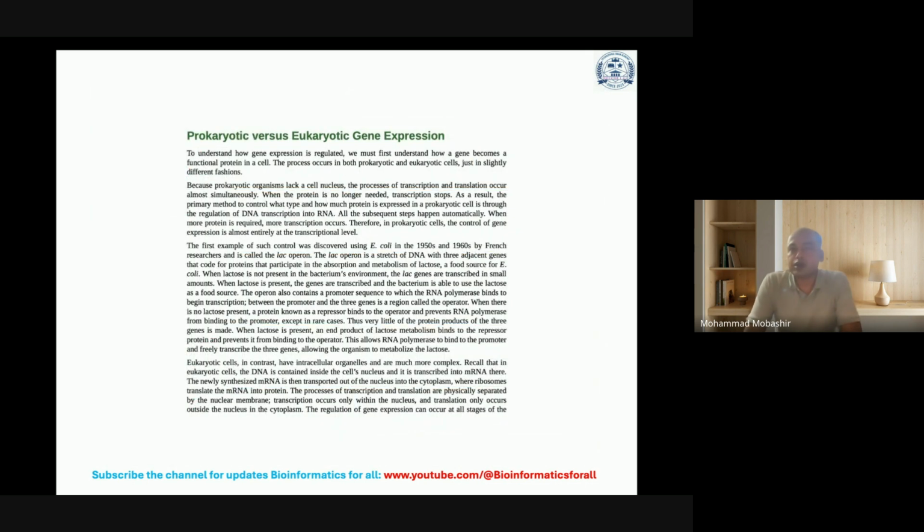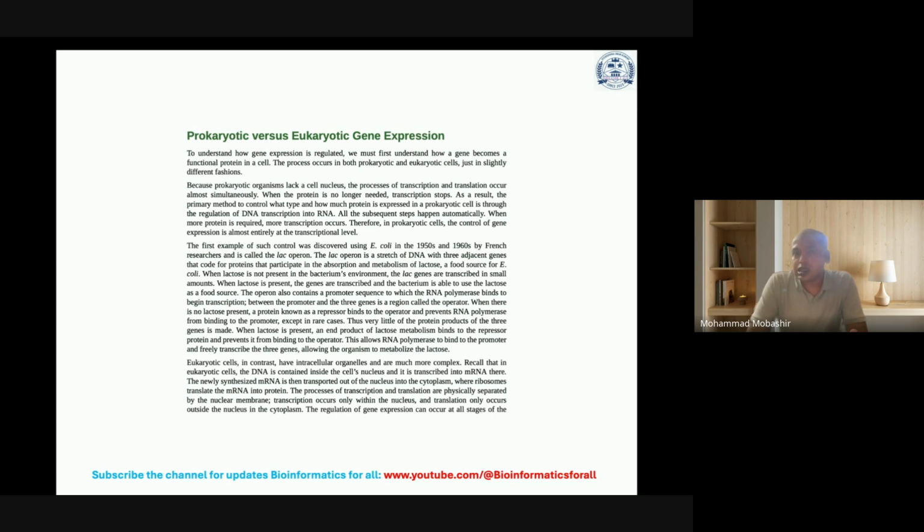Now, prokaryotic versus eukaryotic gene expression. To understand how gene expression is regulated, we must understand how a gene becomes a functional protein in a cell. The process occurs in both prokaryotic and eukaryotic cells, just in slightly different fashion. Because prokaryotic organisms lack a cell nucleus, the process of transcription and translation occur almost simultaneously. When the protein is no longer needed, transcription stops. As a result, the primary method to control what type and how much protein is expressed in a prokaryotic cell is the regulation of DNA transcription into RNA.